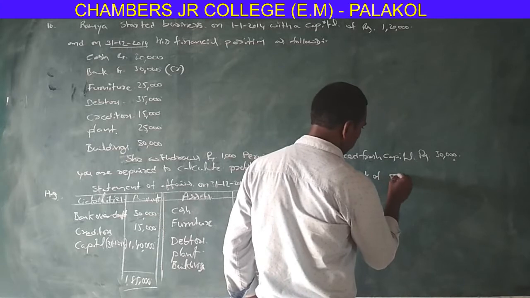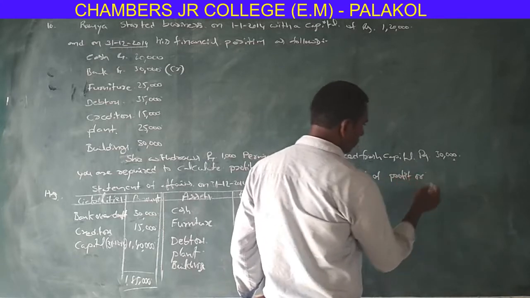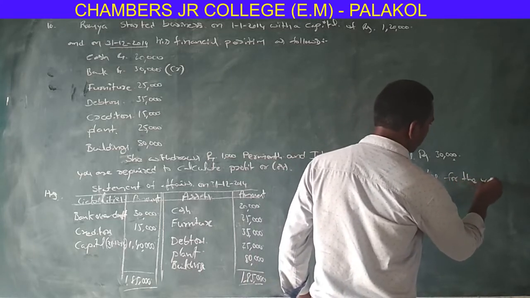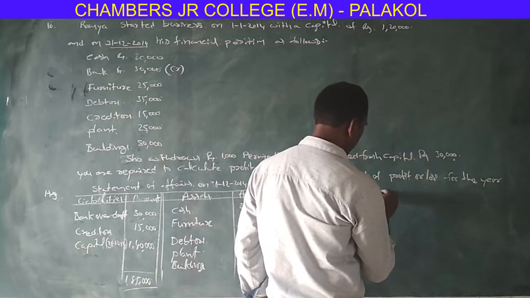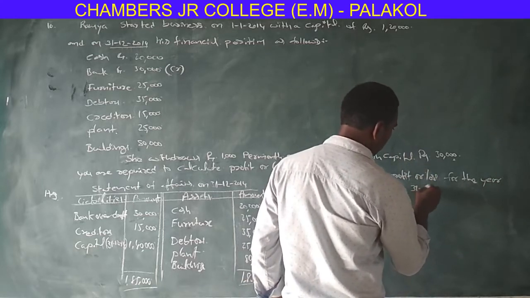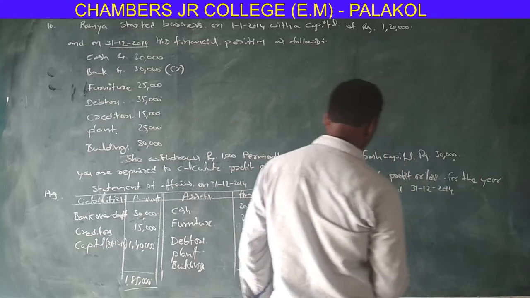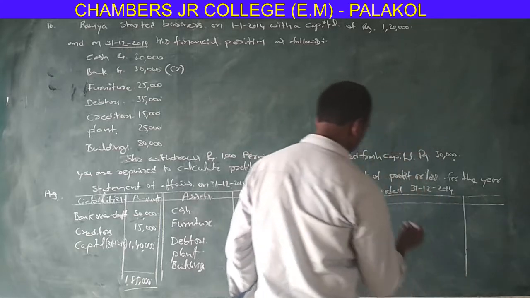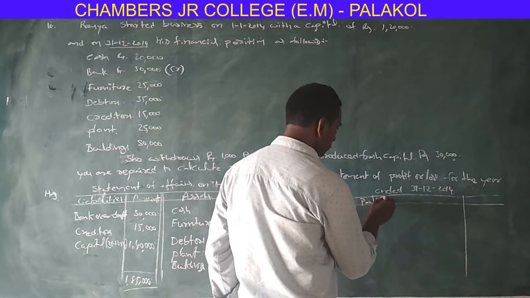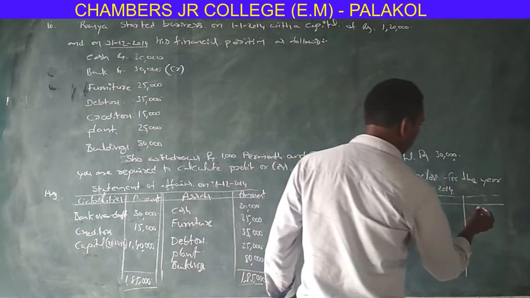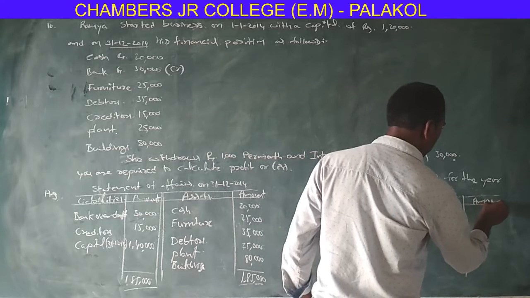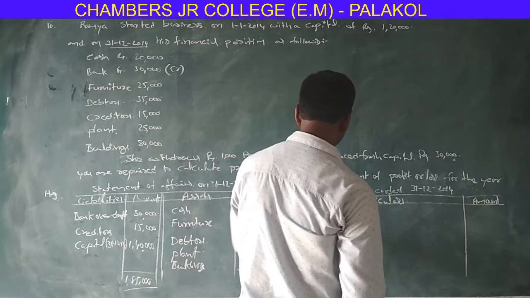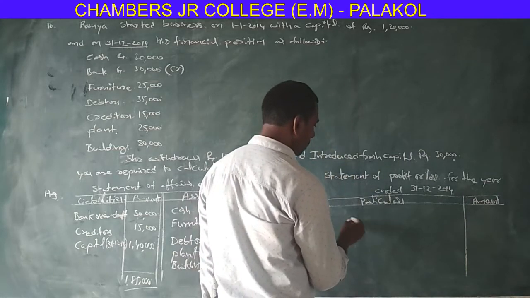Statement of profit or loss for the year ended 31st 12 2014. This is the statement. Particulars, amount. Particulars, amount. Here first of all we take closing capital.